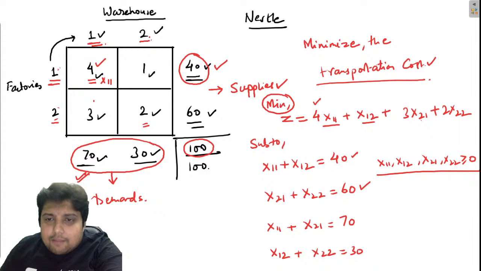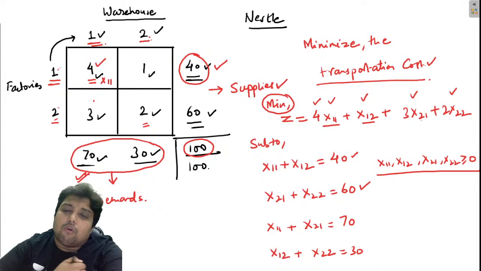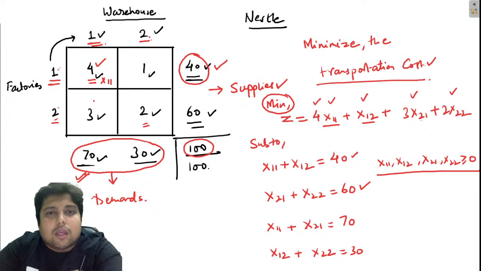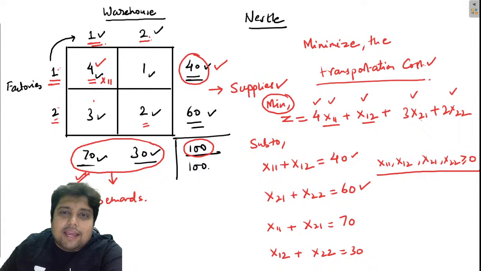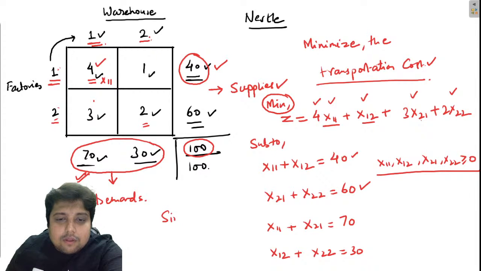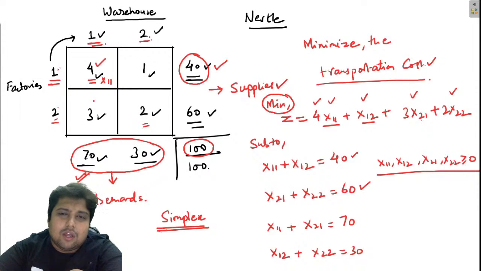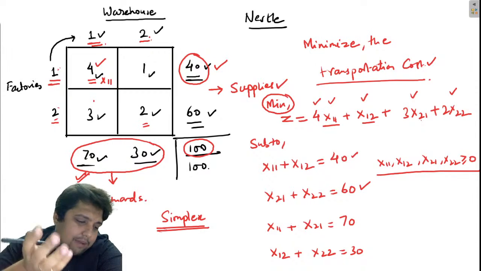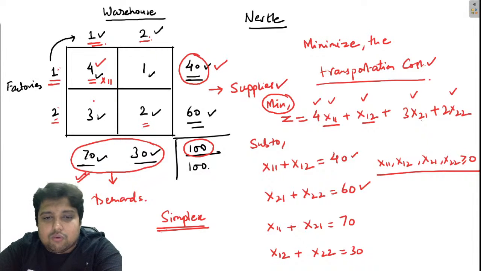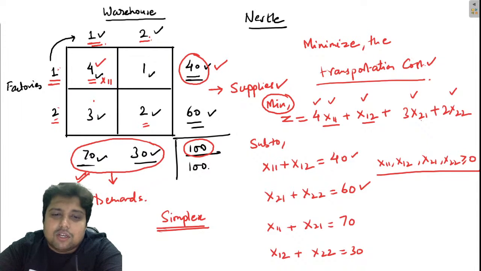Now there are 4 variables. I have to find the value of these 4 variables. Correct? Now the thing is that I can solve this problem by the simplex method, because remember, graphical method cannot be applied here. There are more than 2 variables, 4 variables are out here, so graphical method cannot be used. So definitely we will have to use the simplex algorithm, right?